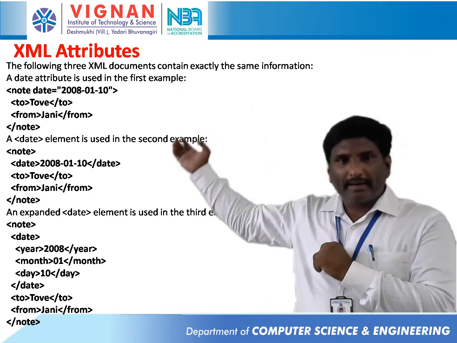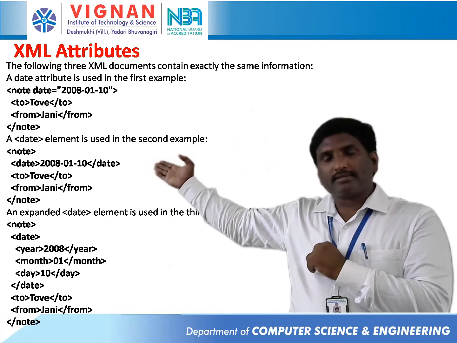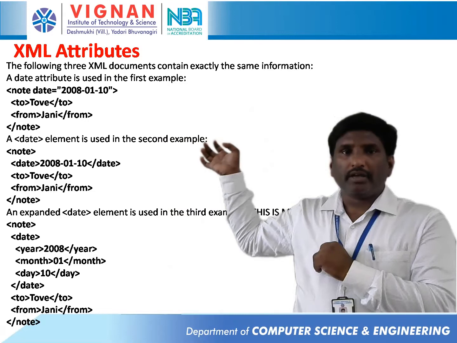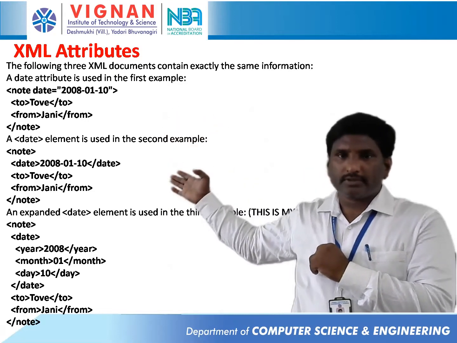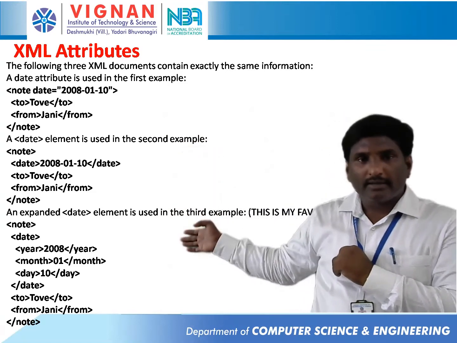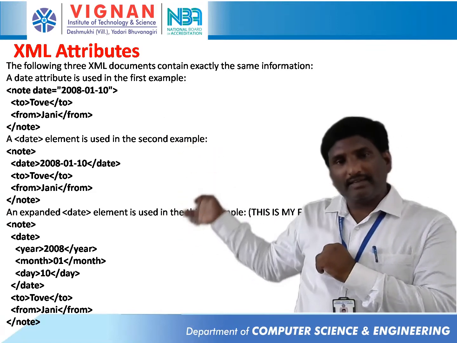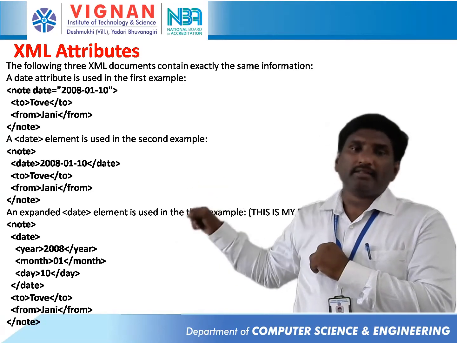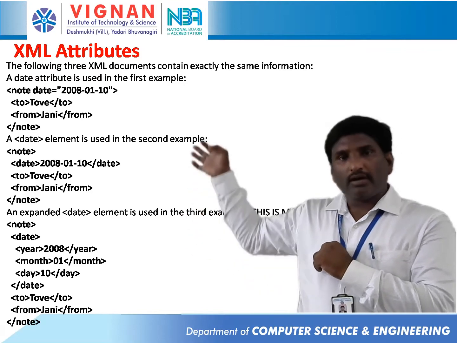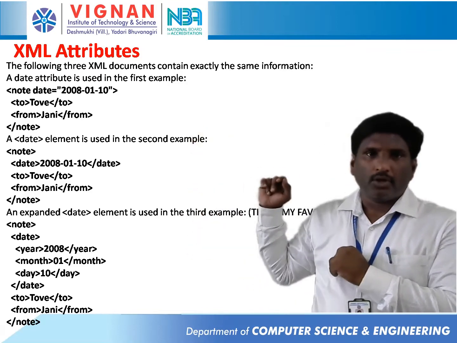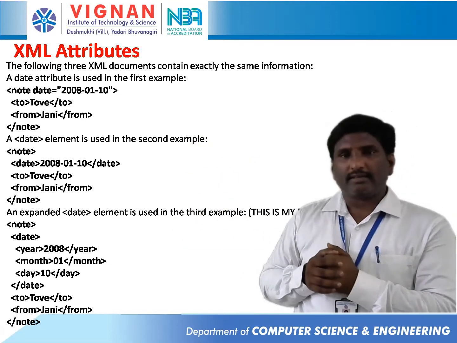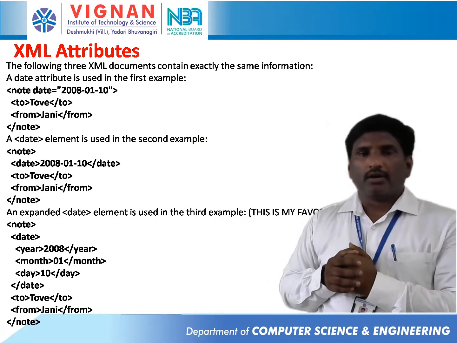In the second example, the date is used as a sub element of the note element. Here we used an attribute, and here we used a child element of the root node. And in the third, date has three sub elements: year, month, day. So these three display the same information. Only the way of writing the XML structure is different.